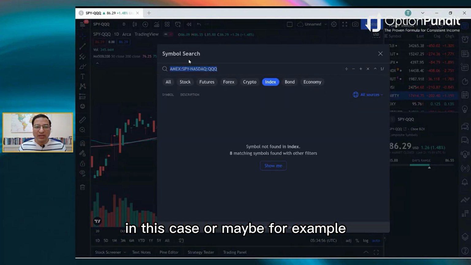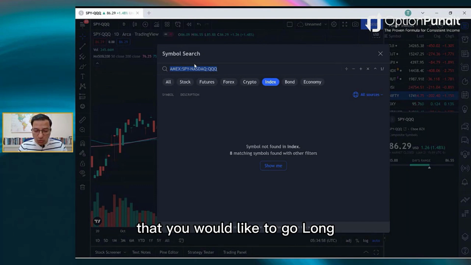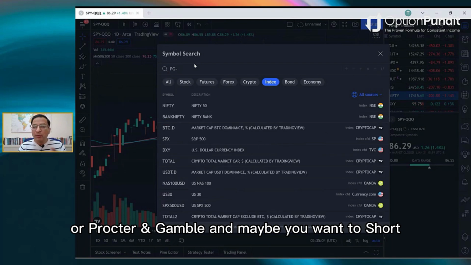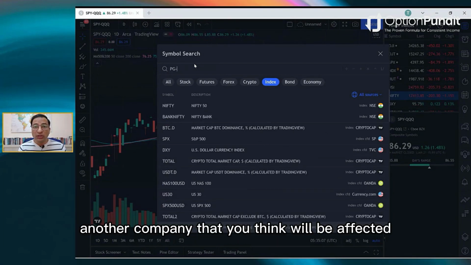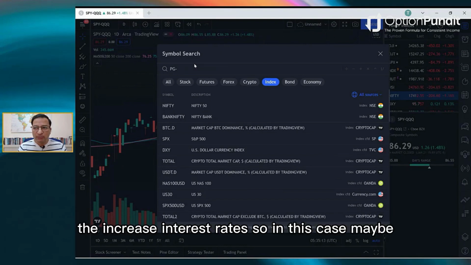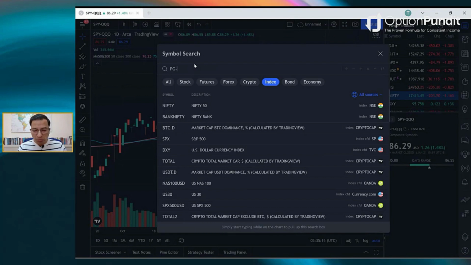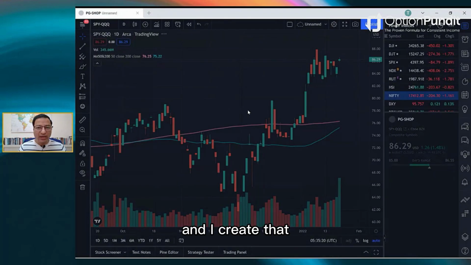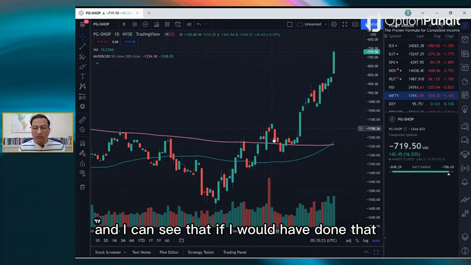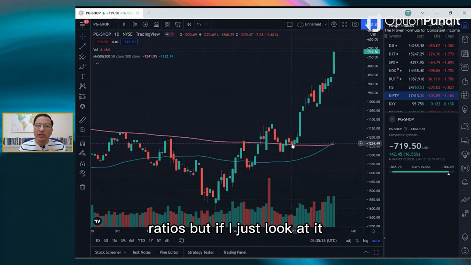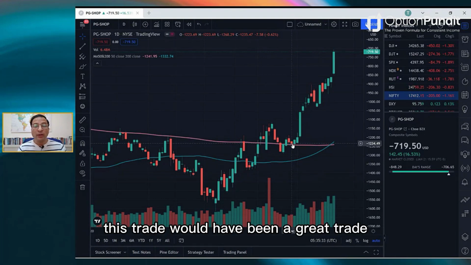Or maybe, for example, you may choose to go long a value company, in this case maybe PG, Procter & Gamble, and maybe you want to short another company that you think will be affected by, say, the increased interest rates. So just for the sake of example, maybe I choose Shopify and I create that, and I can see that if I would have done that, of course, you need to figure out what the right ratios will be. But if I just look at it from a simple stock to stock perspective, you will find that this trade would have been a great trade.